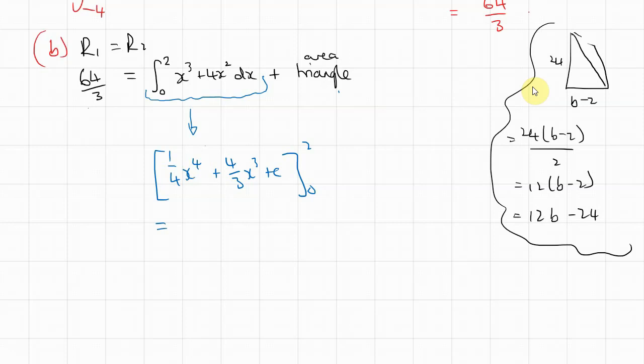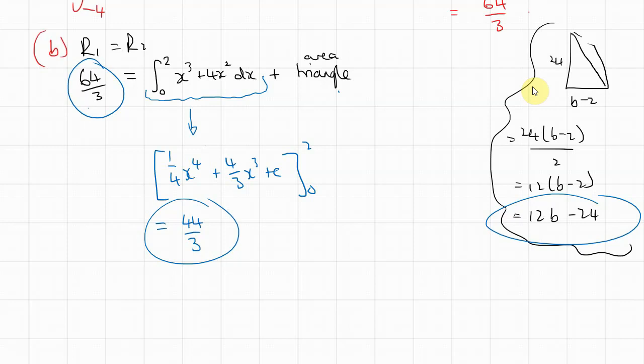When we substitute in a value of 2, we are going to get 44 over 3. And when we substitute in a value of 0, we'll get 0. The c's will cancel out. I'm just going to leave it like that. So, put a little circle around that, put a little circle around that, put a little circle around that. I'm going to put it all back together.